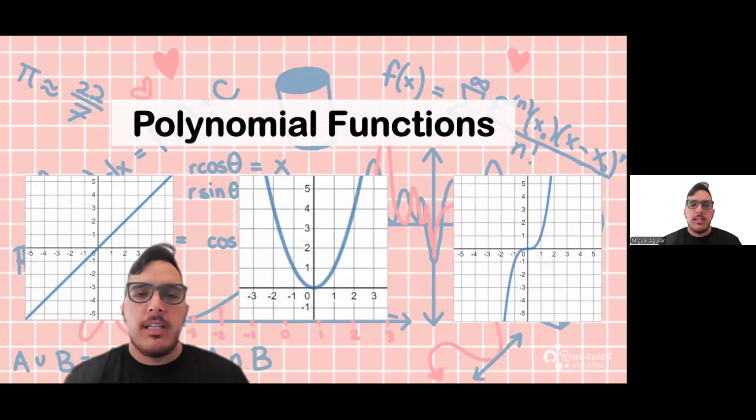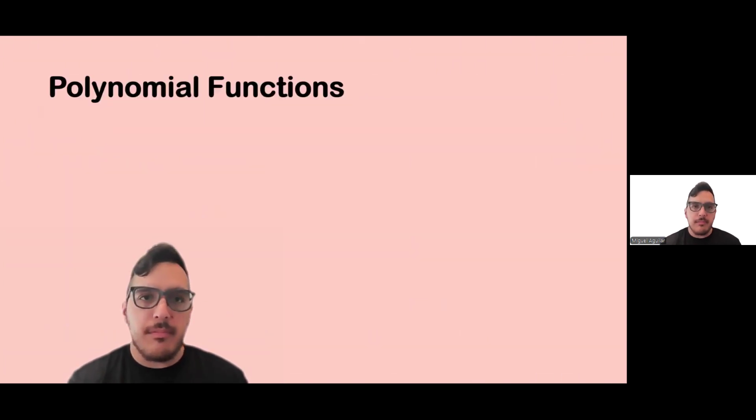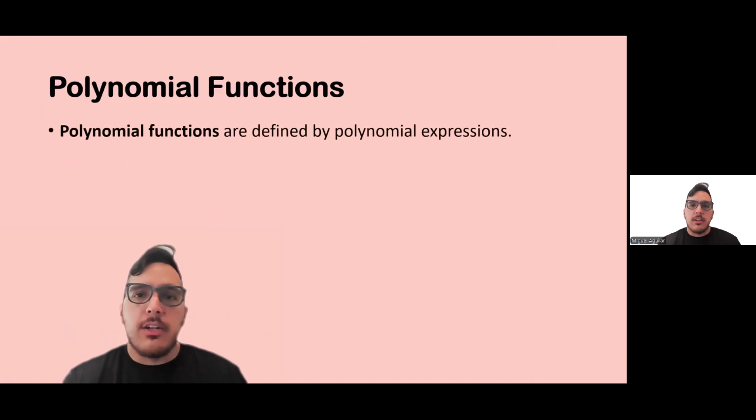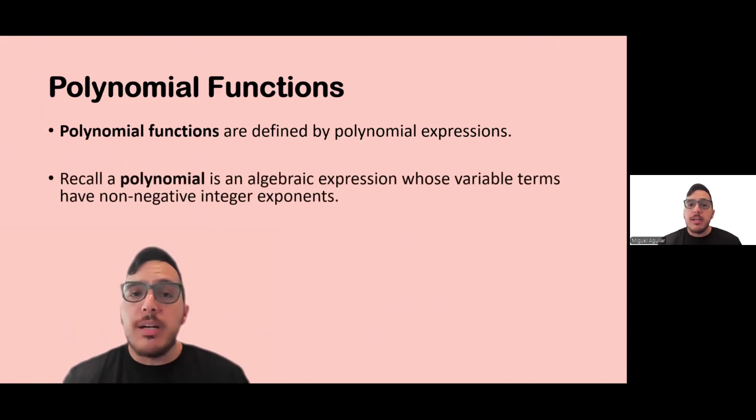Okay. So we'll first start off by introducing the polynomial functions, and some of these may be familiar to you already. For instance, your polynomial functions are going to be defined by polynomial expressions. What does that mean? Well, remember that a polynomial is just an algebraic expression that is made up of variables and constant terms, but all of the variable terms have to have a non-negative integer exponent.